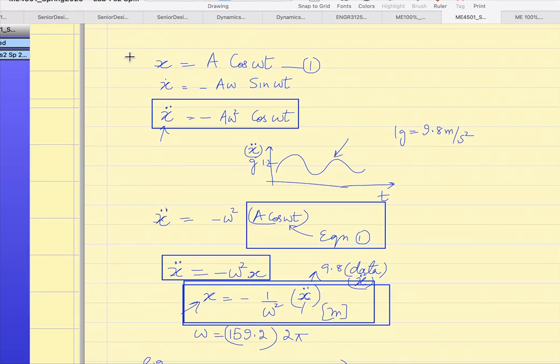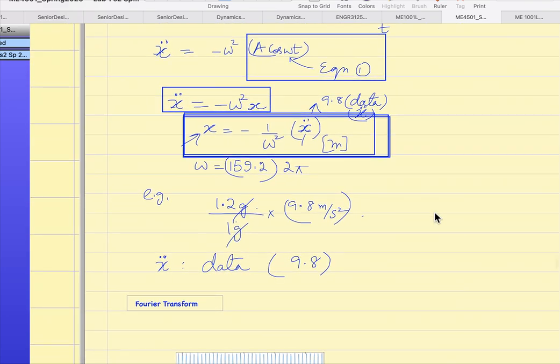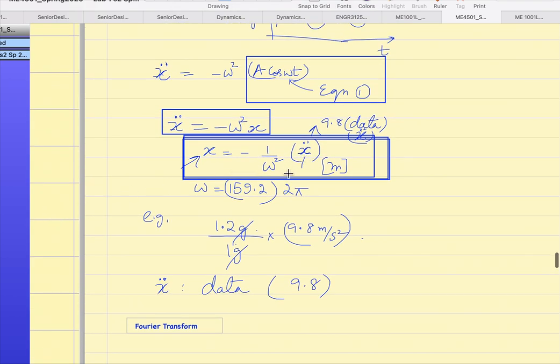This is equation 1. And from here you just replace A cosine omega t by x, and this is the displacement. That's what we want from our lab 1, the graph for displacement from the acceleration, where omega equals 159.2 times 2 pi, which is 2 pi f obviously. And then we can find the displacement by dividing the acceleration by omega square. So that's how you do it.